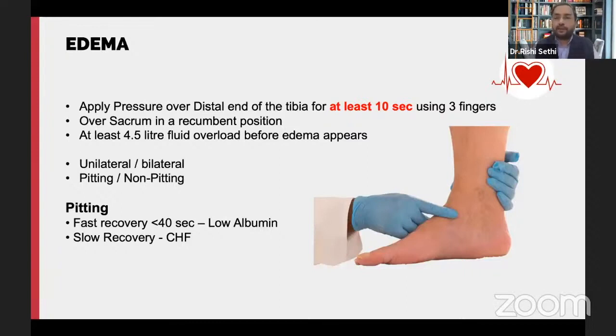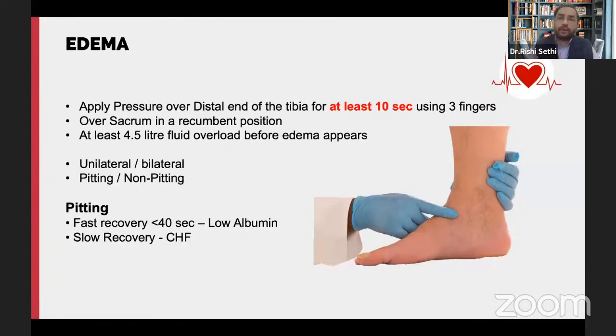And when describing edema, describe it as unilateral or bilateral, whereas unilateral edema would be for deep vein thrombosis and infections like filariasis, etc. Bilateral would be limited to heart failure and other conditions related to cardiac diseases. So define edema as unilateral or bilateral, and define it as pitting or non-pitting. Non-pitting in myxedema and pitting in cases of heart failure.